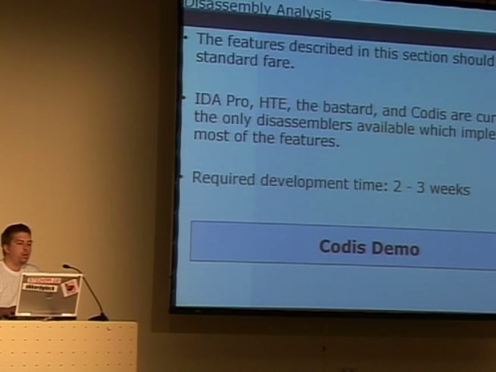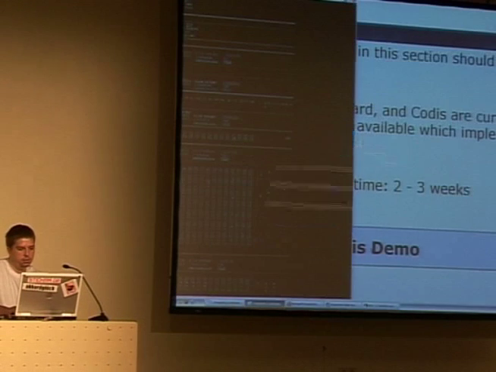And there's only a few disassemblers available right now that do implement at least 4 out of 5 of these features, and that would be IDA, HDE, which is a great cross-platform visual console disassembler, the Bastard, which has gone through a couple of development phases. I think it's currently going through another rewrite, but quite a powerful library. And then Codis, which is the tool that I wrote. And I'll give you a little demo here. It took me about 2 weeks or so, maybe 3 weeks, to get this working to the stage that we have it now.